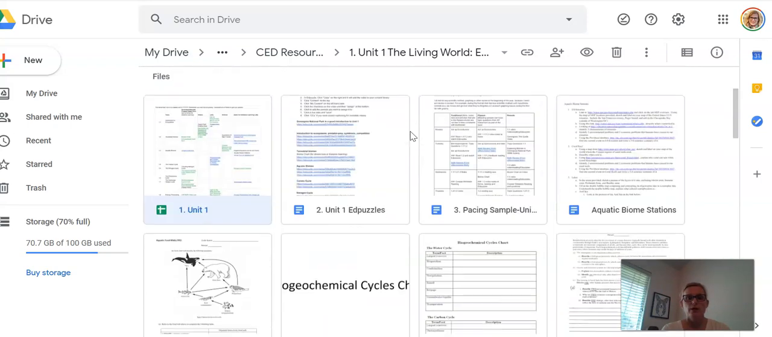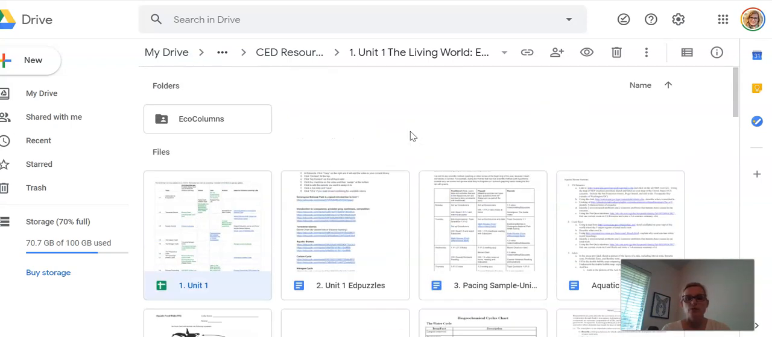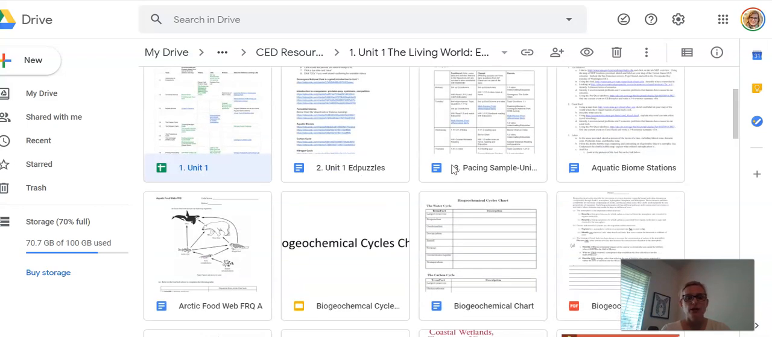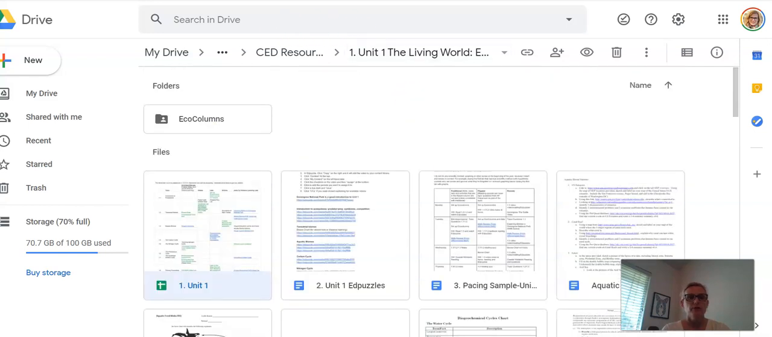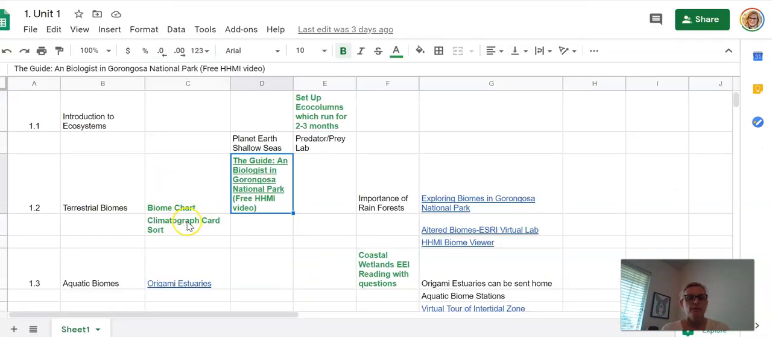I made these folders over the past couple of months, and on occasion I forgot to put something in. So if you see that's the case, please ask me for it. I do have that biome chart. I'm going to put it in here.